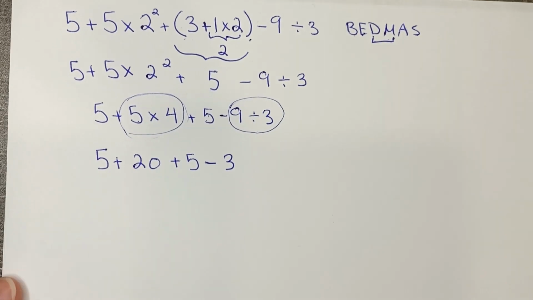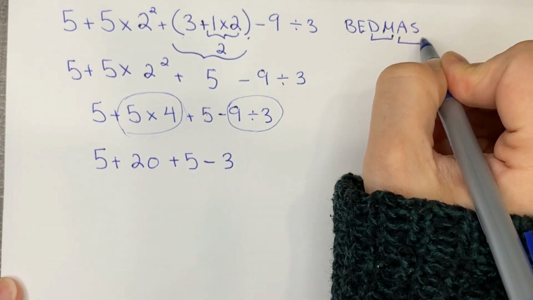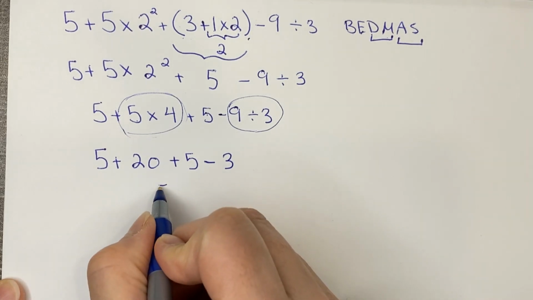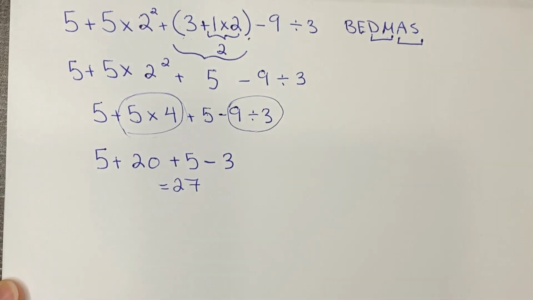Okay? Now we move on to the addition and subtraction in the order they appear. All right? So 5 plus 20, that's 25. Plus 5, that's 30. Minus 3 is 27. So our answer is 27.